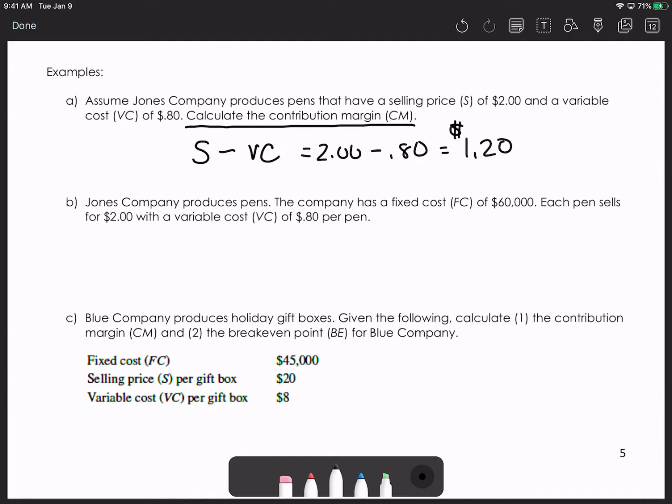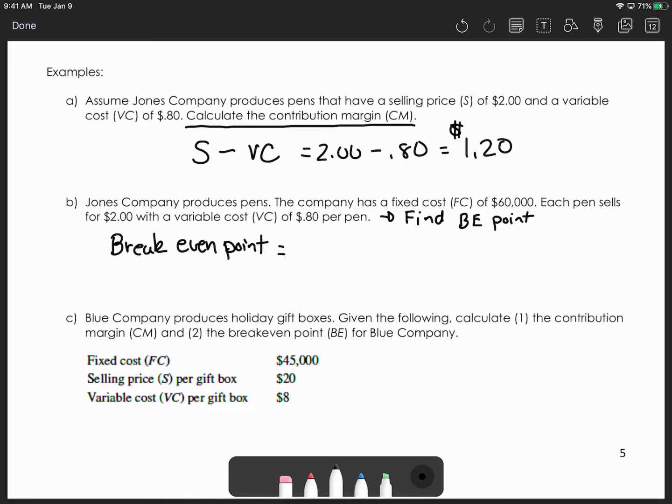In part B, it says Jones Company produced pens. The company has a fixed cost of $60,000. Each pen sells for $2 with a variable cost of 80 cents per pen. So this is basically an extension of what we just did in part A. Now, to find the break-even point, I actually forgot to write that in the problem. We're going to add that in, find the break-even point.